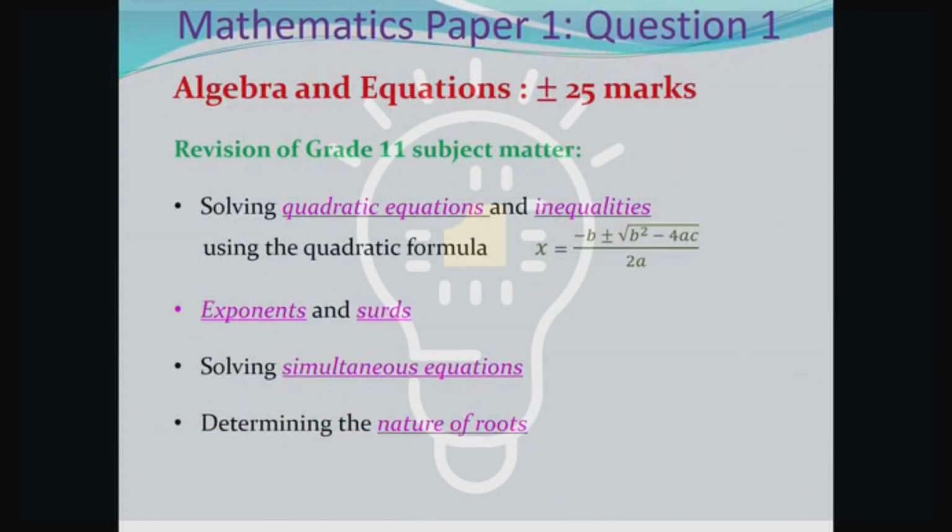It's a revision of grade 11 subject matter involving the solving of quadratic equations and inequalities. Also, the use of the quadratic formula, which is found on the information sheet that you are given. Remember, that formula is x is equal to minus b plus or minus the square root of b squared minus 4ac over 2a. That is also examined. Then we have exponents and surds that are examined in paper 1 as well as simultaneous equations. You could either have a question that says, solve the following two equations simultaneously, or there could be a mathematical situation involving simultaneous equations. And then, of course, determining the nature of roots.